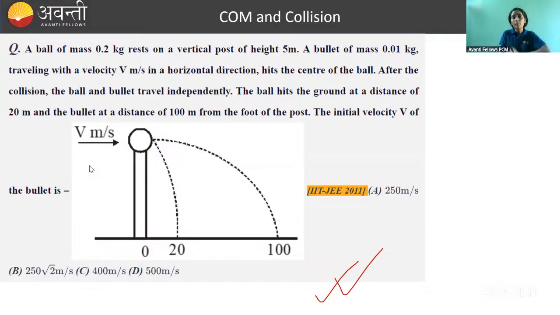There is a ball of mass 0.2 kg, right? What is its mass? 0.2 kg. This is lying on a vertical post of height 5 meter. So its height is what? 5 meter. Let's put everything clearly.